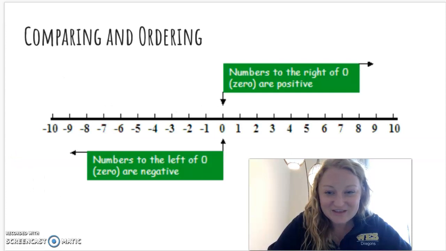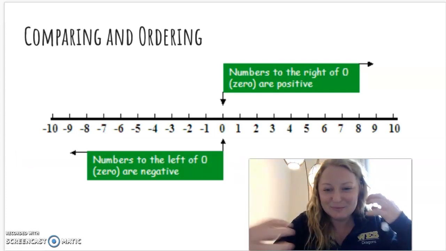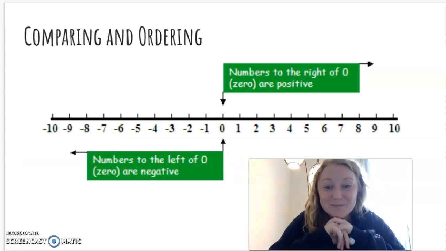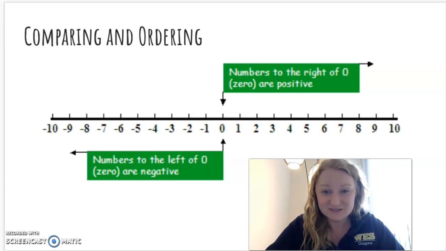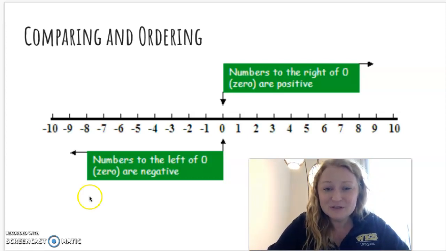And our final thing that we're going to chat about today that's just going to kind of bring this all together is comparing and ordering integers. Remember, the numbers to the right of the number line here are our positive integers. The numbers to the left of 0 are our negative integers.